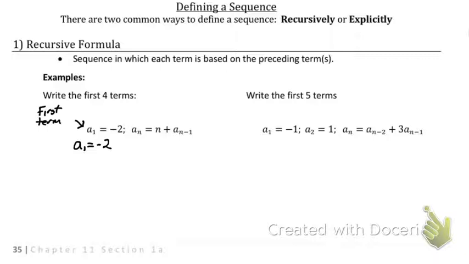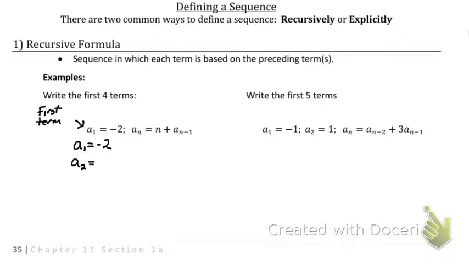Now, if my first term is a sub 1, that means my next term needs to be a sub 2. We need to increase that n value by 1, which would be a sub 2. All right. There are 2 ways to do recursive formulas. One way is we can plug it in. We'll do it a couple times. The easiest way is to actually be able to read the sentence.